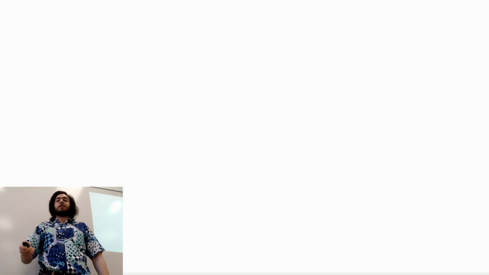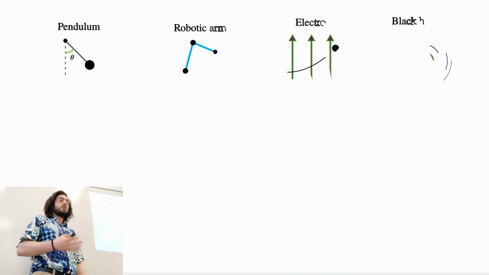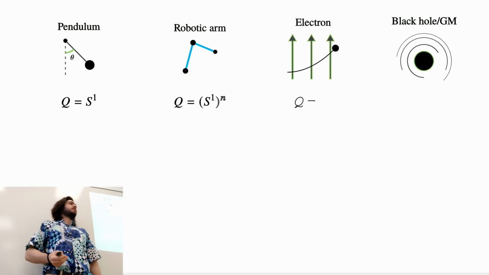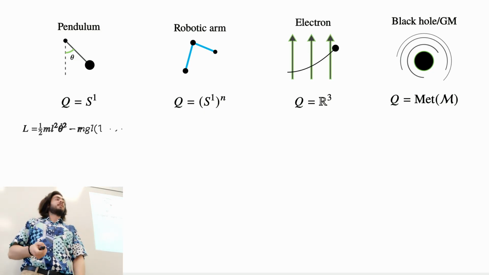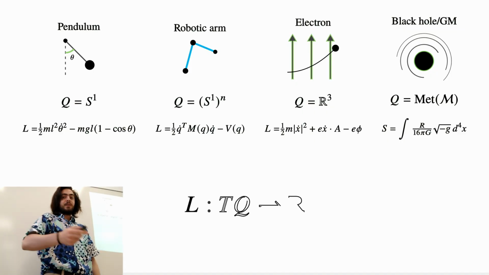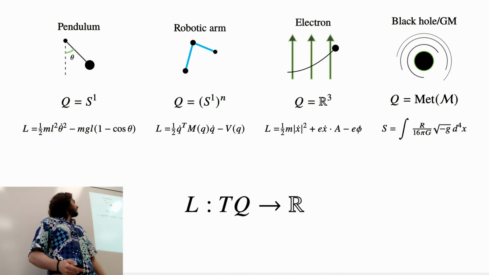Many physical systems, everything from pendulums to robotic arms to electrons to black holes, can be defined using a configuration manifold, which is a smooth manifold that represents the possible states of the system, and a Lagrangian that encodes how these states evolve. With the Lagrangian being a function from the phase space, the tangent bundle, to a real number.